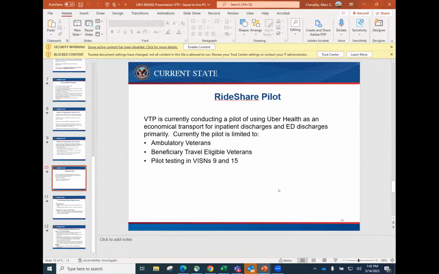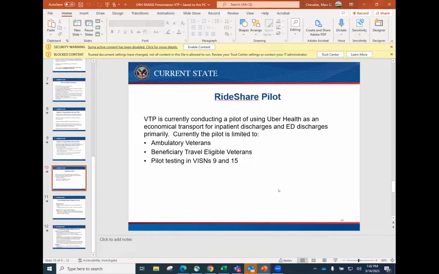They then receive that request. It has the pre-calculated cost on it, the pickup and destination locations, and the time of arrival that is required for the veteran at the destination. They can either accept or reject.